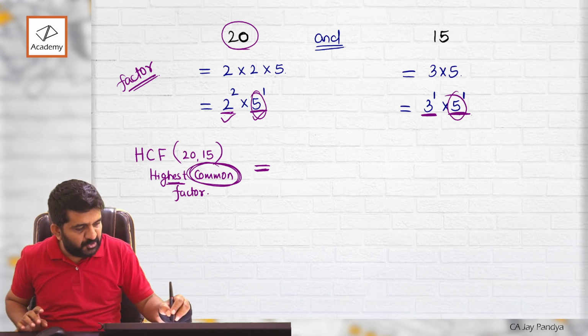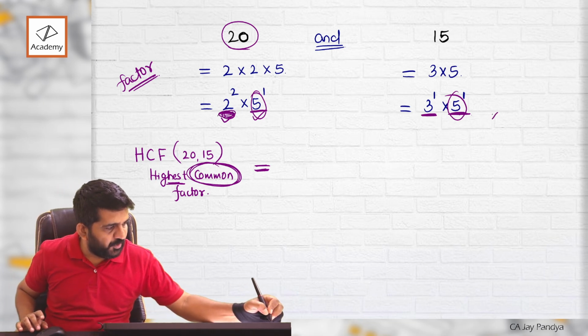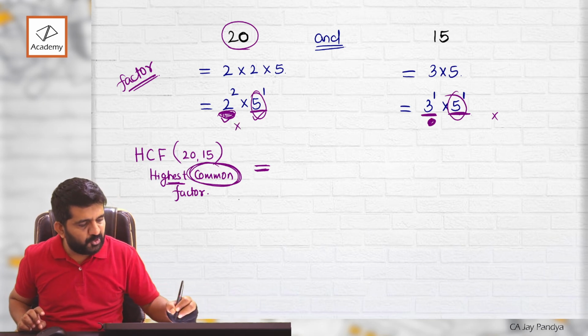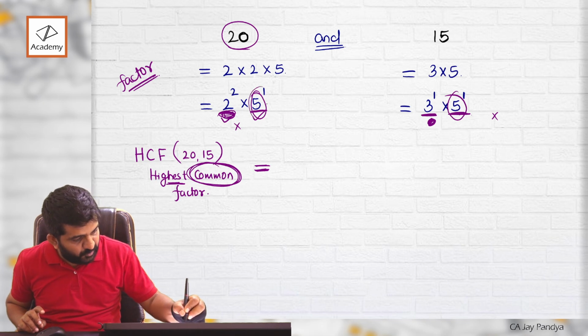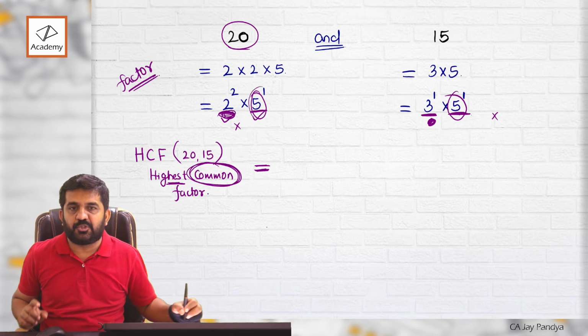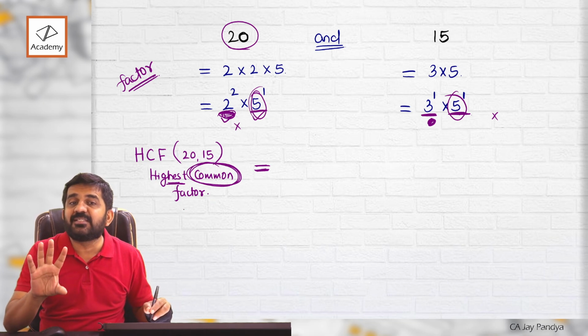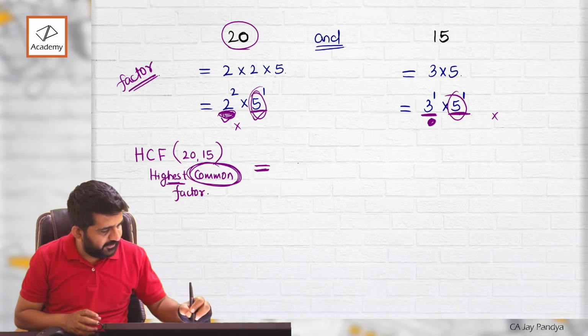Which is common in both? 5. See, 2 is over here, but it is not over here. 3 is over here, but it is not over here. 5 is over here also, and 5 is over here also. So it is known as a common number, right? So 5 is a common factor. Right?